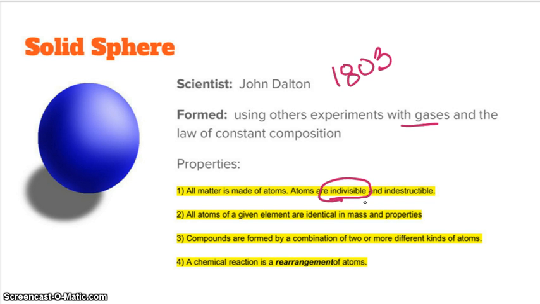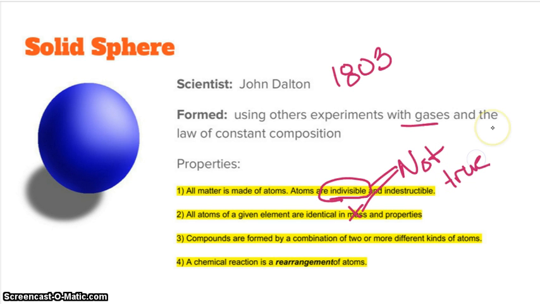The second one that is not true is that all atoms of a given element are identical in mass and properties. This is also not true because of something called isotopes. So not all atoms of the same element are exactly the same. They're going to differ in their mass. So both of these are not true.